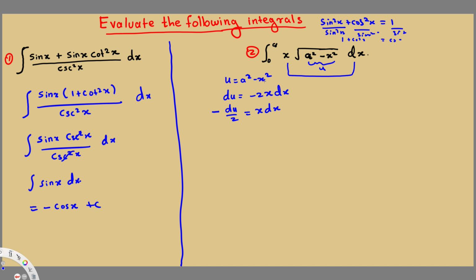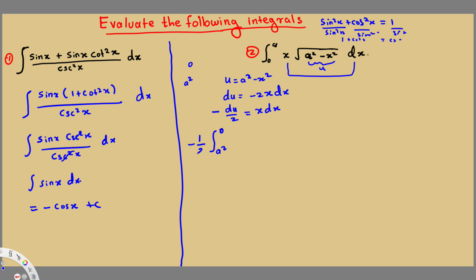For 0, if you substitute 0 for x, you will get a square. That's going to be the bottom limit in the new limits of integral. And for the top value, if you substitute a for x, you will get a square minus a square, that's going to be 0. So it's going to go from a square to 0. That's the new limits of integral. So let's write everything in terms of u. The new limits are a square to 0, and here we have x dx, which is going to be replaced with minus du by 2, but I can bring the minus 1 over 2 to the front, since it's a constant.